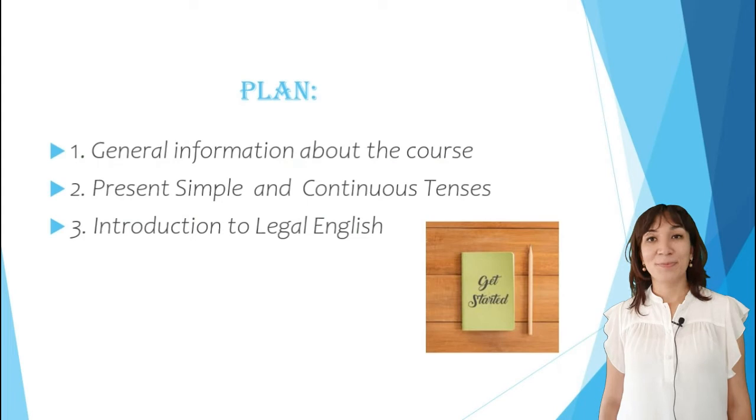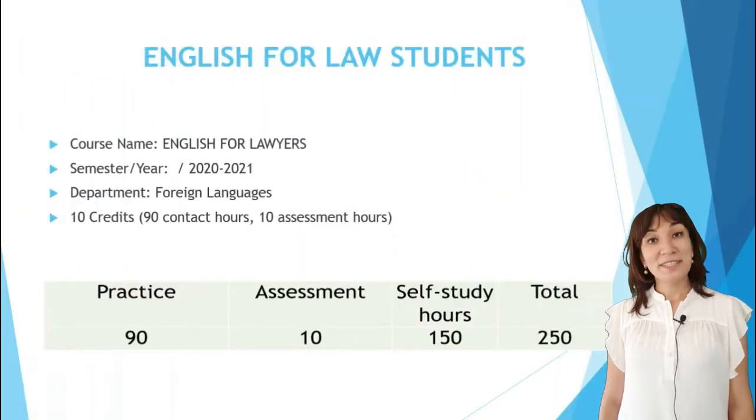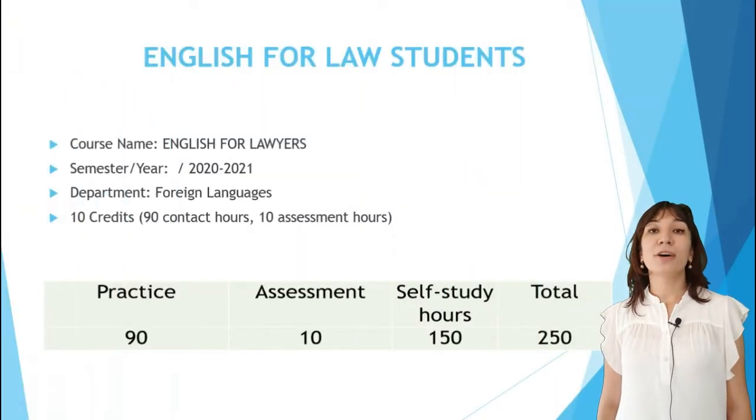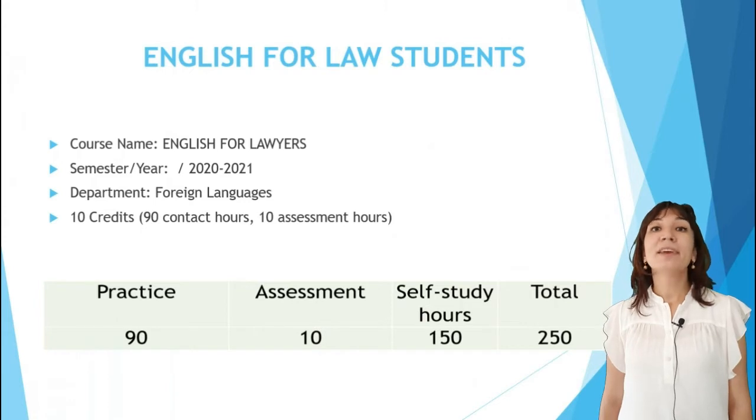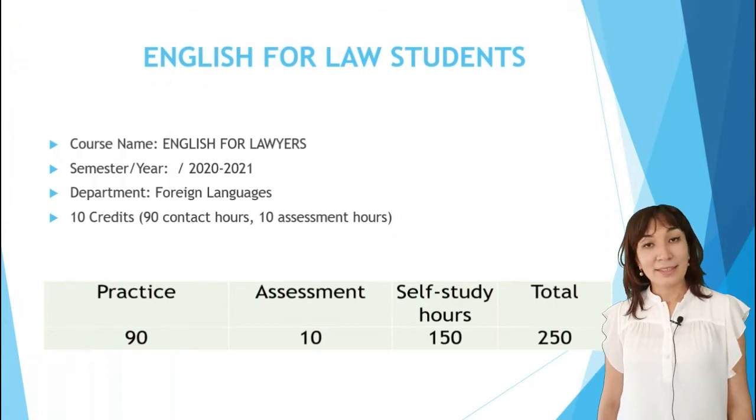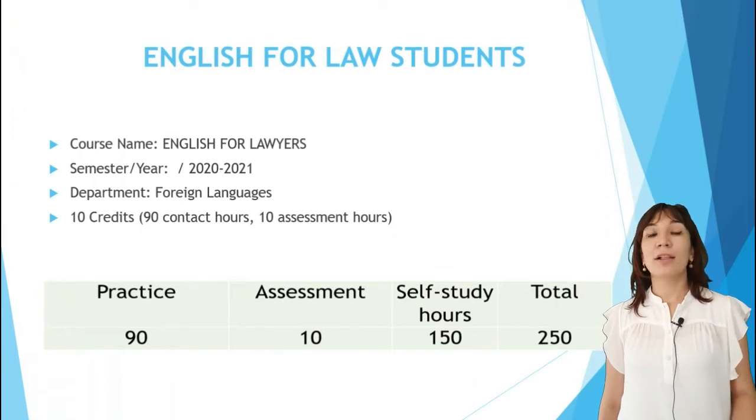Let's continue. The name of the subject is English for Law Students, and this subject is taught by the teachers of Foreign Language Department. In this term, students should collect 10 credits. What is it? So 90 for practicing, or it is called contact hours, 10 for assessment, and 150 for self-study. Overall should be 250 hours.